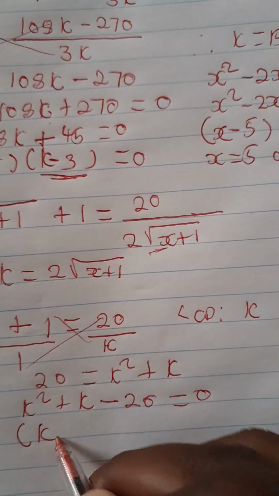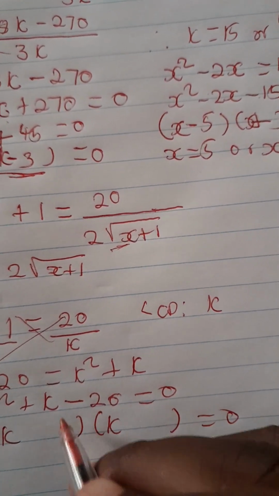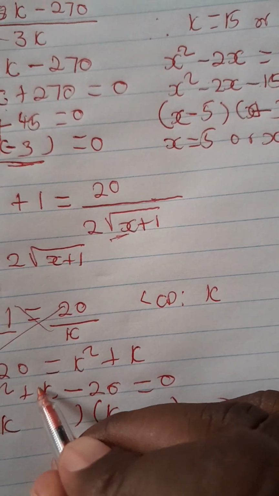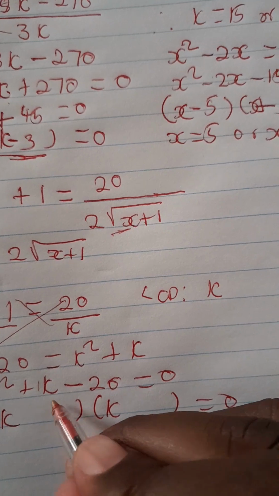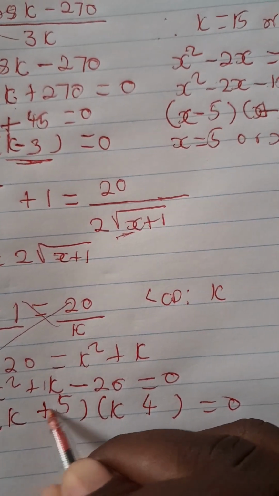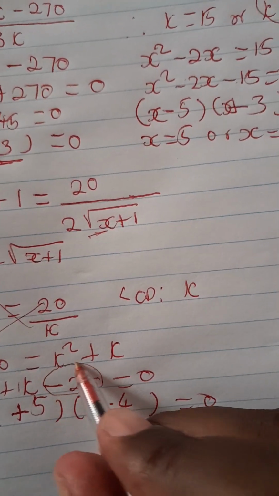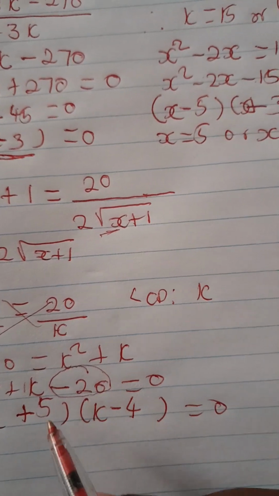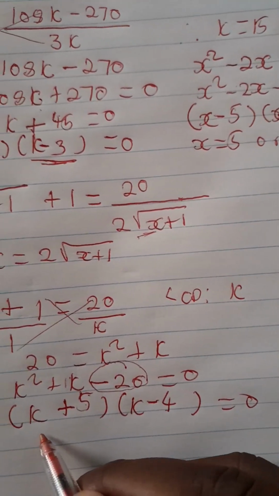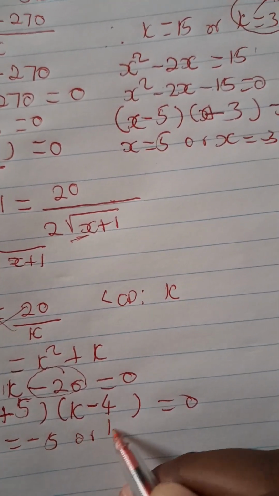So let's factorize, equated to 0. The factors of 20 will give us a positive 1 at the second term, that will be 5 and 4. So this will take a positive sign and this will have a negative sign, because when the last term is negative, the signs will be different. 5 minus 4 is 1, and 5 times negative 4 is negative 20. Equate everything to 0. k is negative 5, or k is equal to 4.